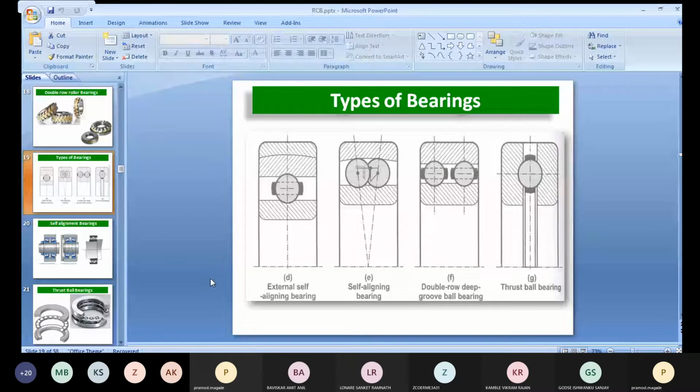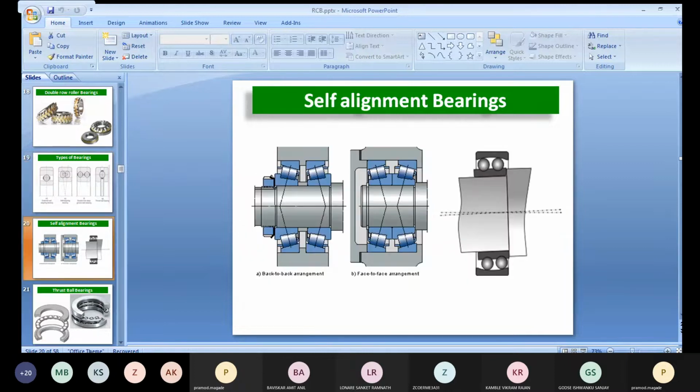Now the next type: you can see this is a 2D diagram, external alignment bearing, self alignment, double row thrust ball bearing. We'll see one by one. So this will be called a self aligned bearing. Self aligned means what? Self aligned means it can maintain face to face and back to back arrangement. See, these are the bearings 1 2 1 2. So this is the shaft. Actually, the animation is not on here.